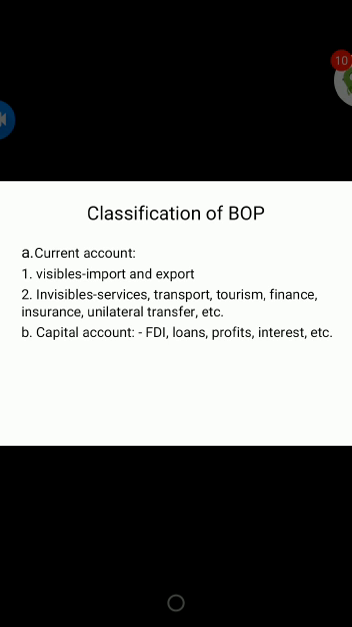So the balance of current and capital account together will be termed as BOP, which may be favorable or unfavorable. So what happens here? In the current account, whatever we record in these 12 months, after 12 months we transfer it to the capital account. And the combination of these two, current and capital account, is called the balance of payment.